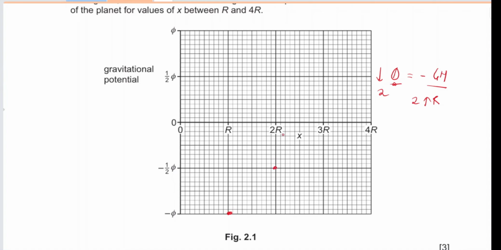Then what happens when I increase this by 3? This one will decrease by 3. So if it was phi, it's going to be 0.333. This is a very rough sketch, but somewhere around here. When you increase this by 4, this will decrease by 4, so this is going to be around 0.25. So your graph will look something like this.